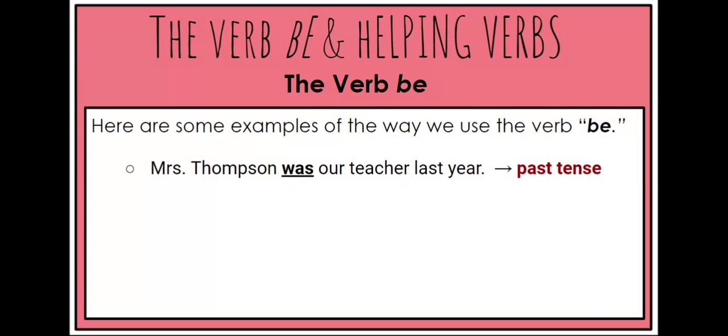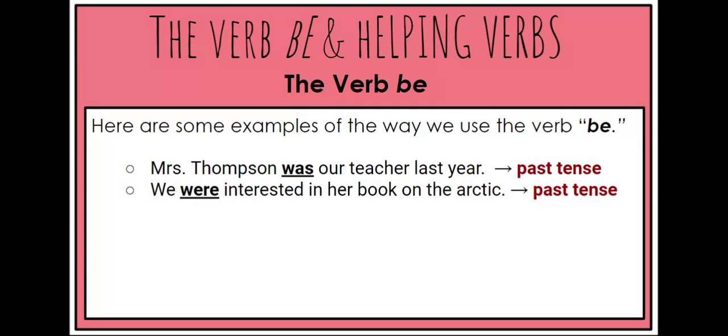Miss Thompson was our teacher last year. We always ask ourselves, what is the subject of the sentence to decide which form of the verb to use. Miss Thompson is singular, and so we use was because it's also in the past tense. We were interested in her book on the Arctic. For the pronoun we use were for the past tense.